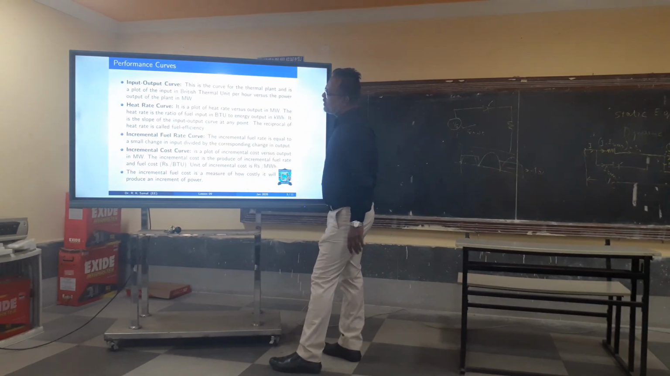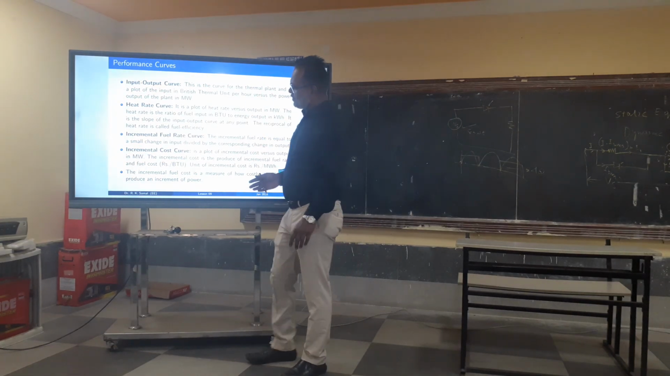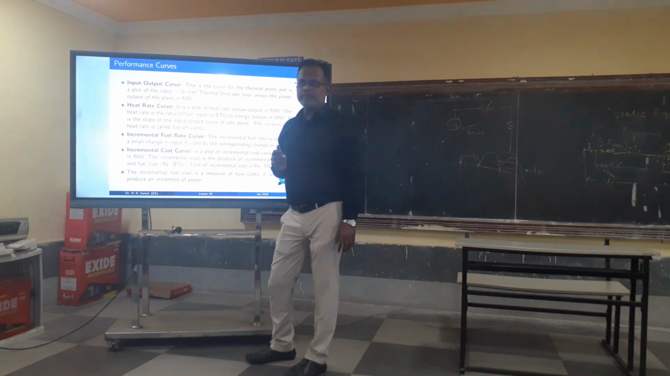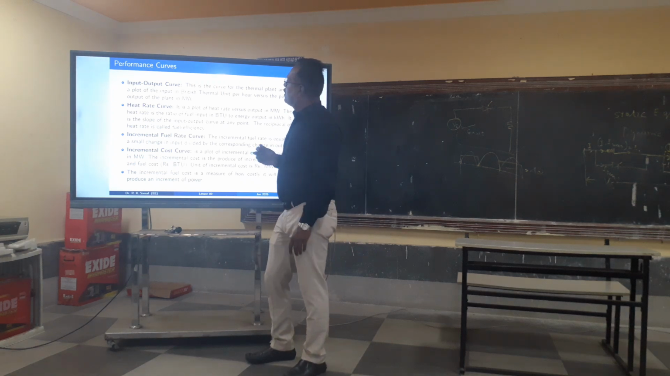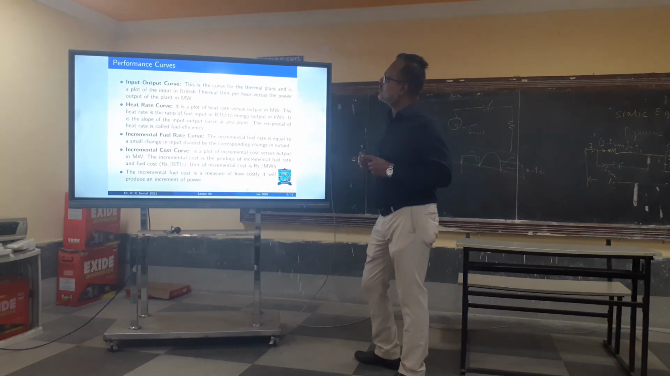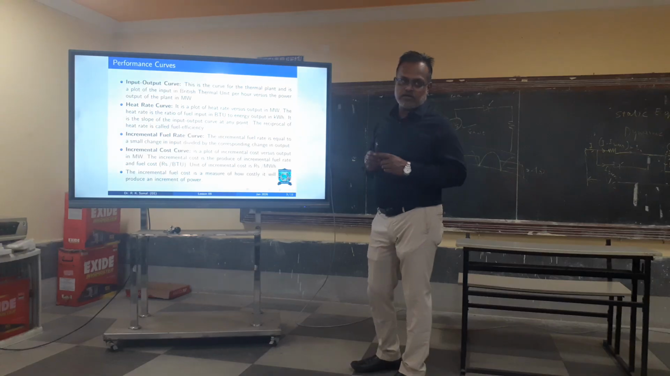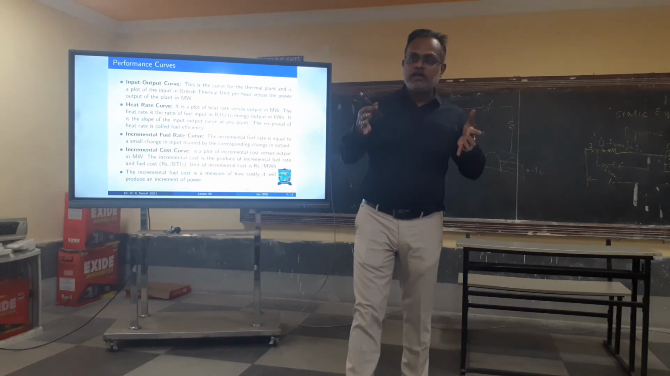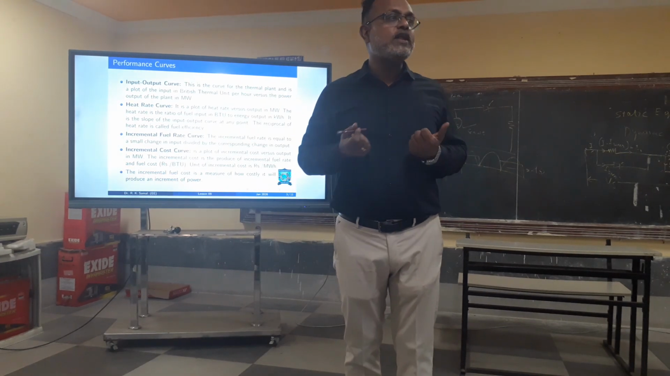So start with the performance curves. These are the basic performance curves of a coal-fired thermal power plant. What is the input-output curve? This is the curve for the thermal plant and is a plot of the input in BTU versus power output in megawatt. Okay, so how much coal you are actually putting in to get unit amount of power.